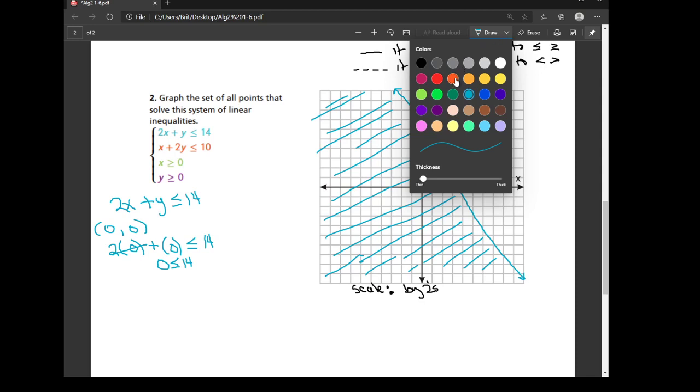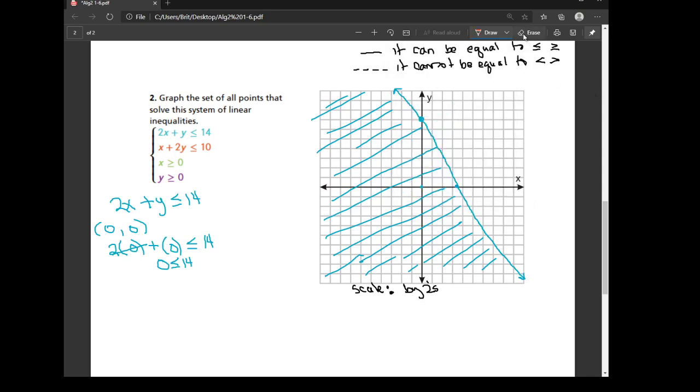Alrighty, so now let's try this orangish one. With the orange one, I'm going to do the same process, and I'm going to graph it on the same graph as the blue one. What we're trying to do is figure out where all these things are going to overlap, so you want to make sure that you're graphing it on the same graph so that you can compare them. Okay, so I am working with x plus 2y is less than or equal to 10.